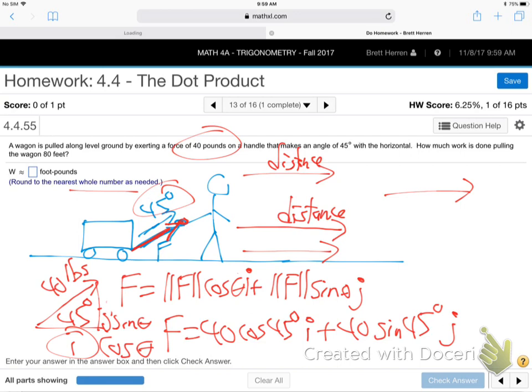28.28. They want a whole number in the end, so remember, use a little more accuracy when you're in the middle of the problem still. So let's use 2 places, maybe it's good enough. 28.28 i, and then the other one's going to be the same, huh? 28 j, because it's at 45 degrees, it's the same as up. It's perfectly diagonal. You guys good so far? I got the force vector.